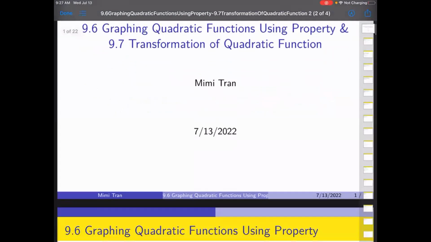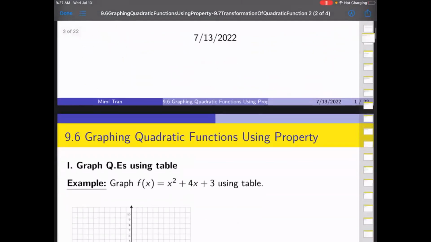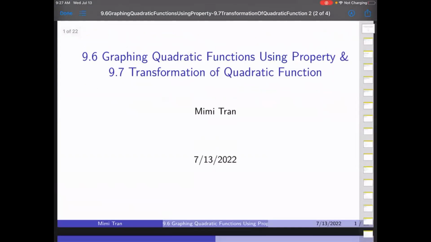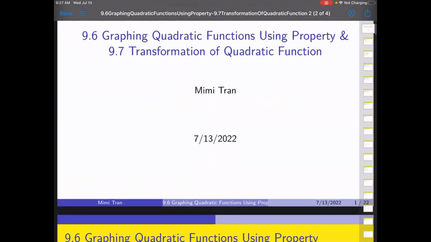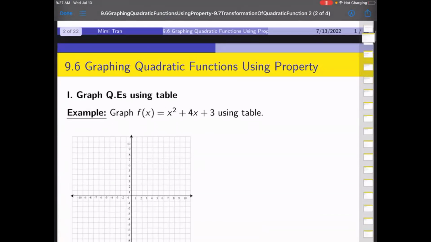Okay, so this one is on your quiz. Well, that one too, 10.1 also. We're gonna learn how to graph a quadratic function in two ways. One is graphing it using properties in general form, and the other is graphing it using transformation, right? So first one, 9.6, graphing quadratic function using properties.